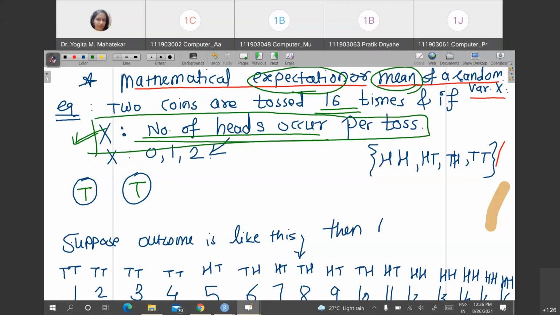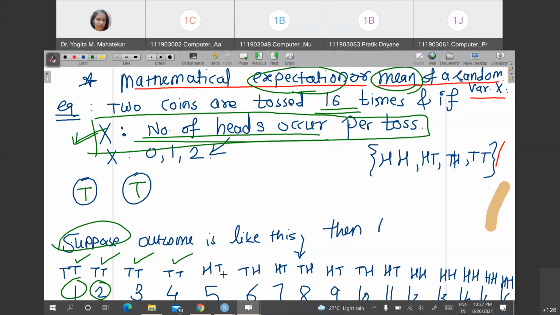So suppose on the first toss I am getting TT. On the second toss, when I repeat the procedure, I am again getting TT. On the third toss we got TT. On the fourth toss, suppose I am getting TT. I am supposing it; it may not always happen. These are some recorded outcomes that I am writing here.